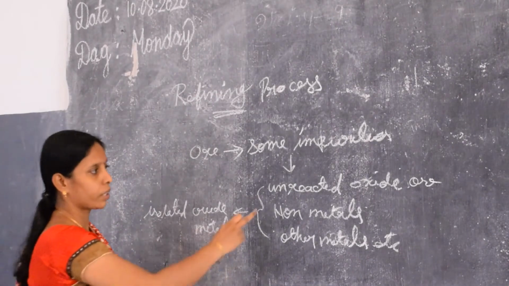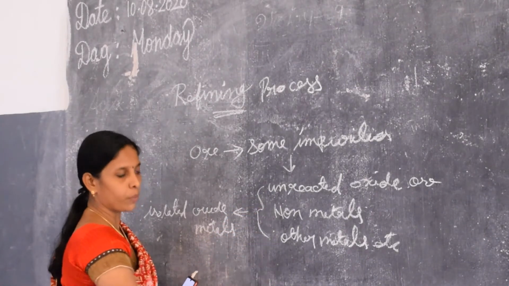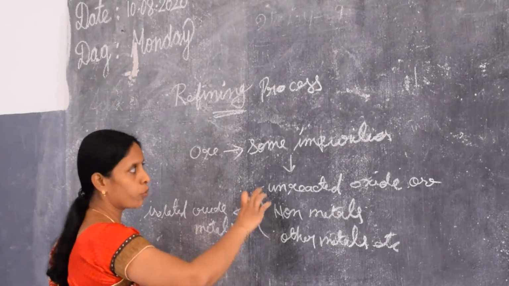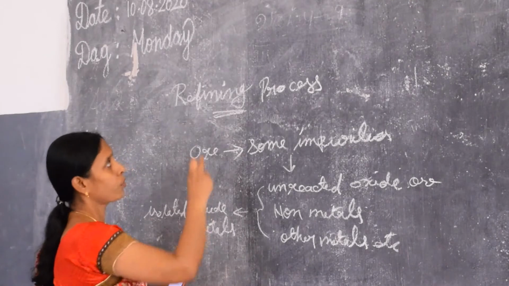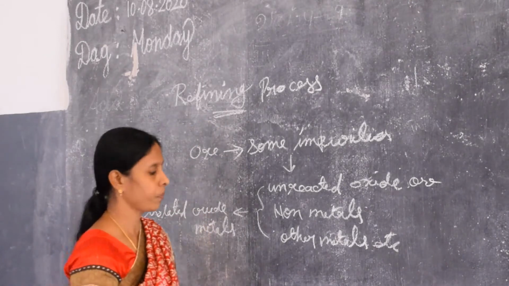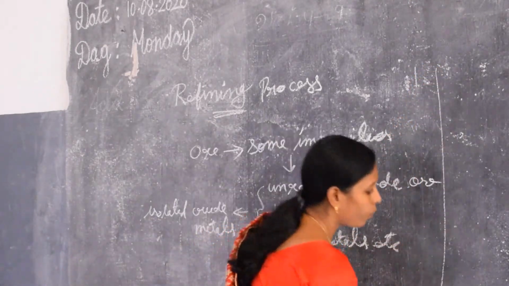So unreacted oxides, non-metals, other metals, we have to remove from the ore. We get pure metal. This process is called the refining process. And then the next one, the distillation process.